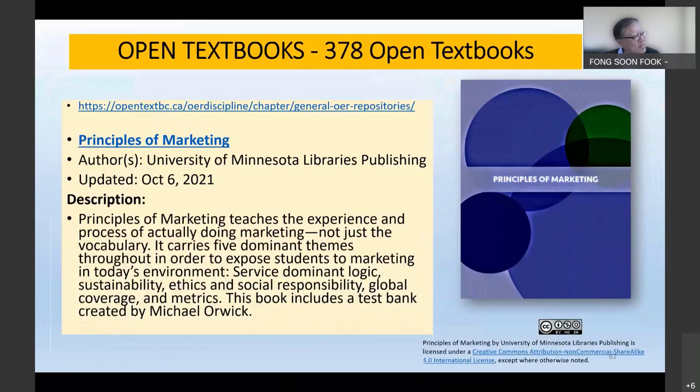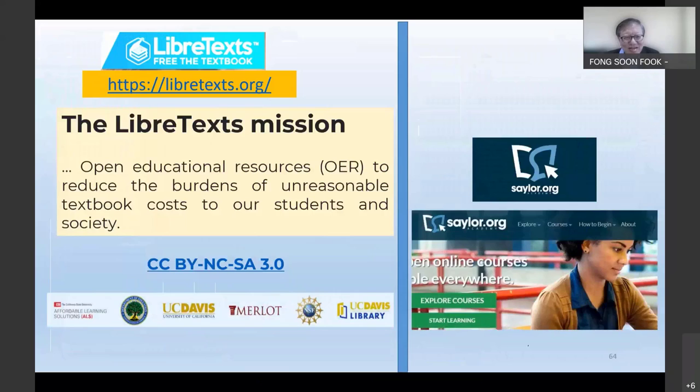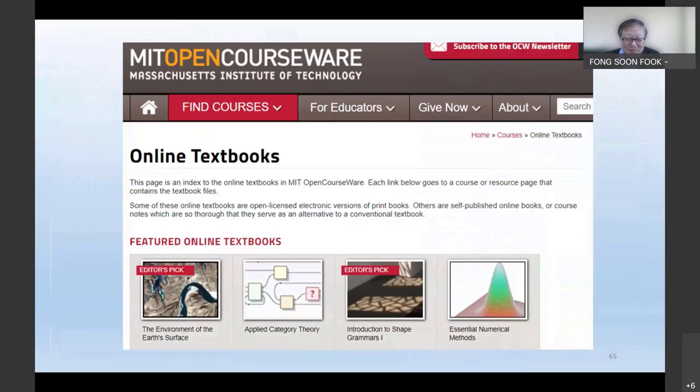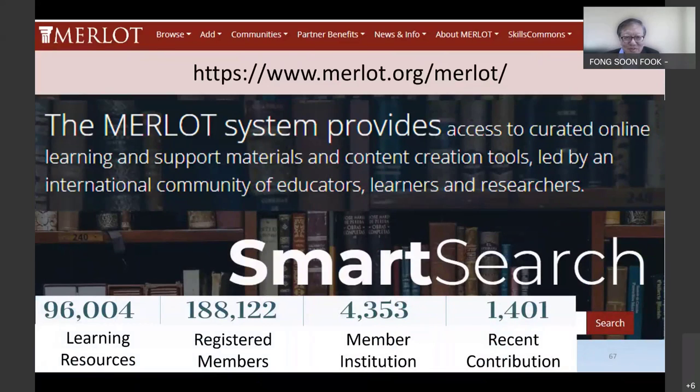For example, SEAMEO RECSAM, science and mathematics, right? So it depends on what contents they're looking for. I'm just giving you these for reference. Then, for example, Merlot. You come to merlot.org. I think we will go into some of them afterwards, we will go in to have a look.